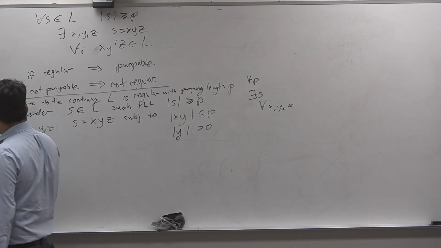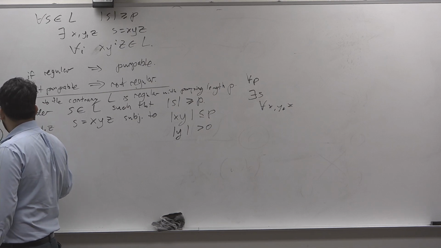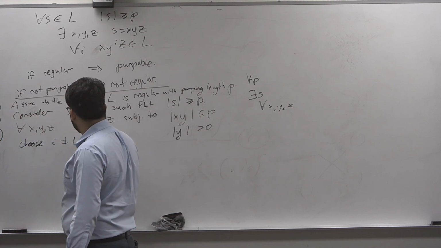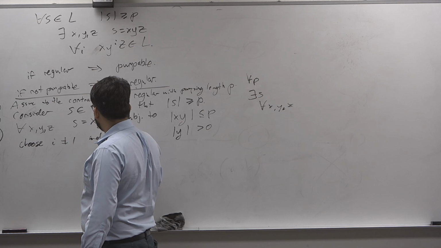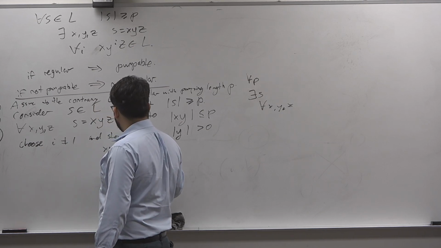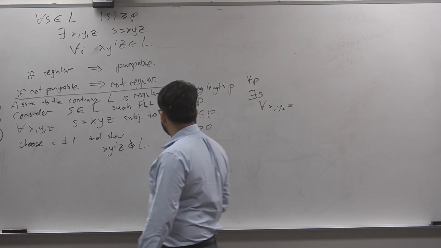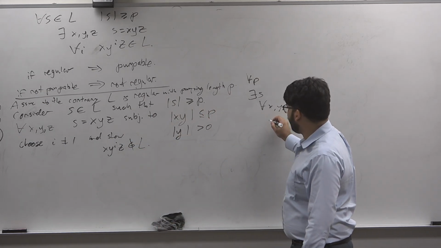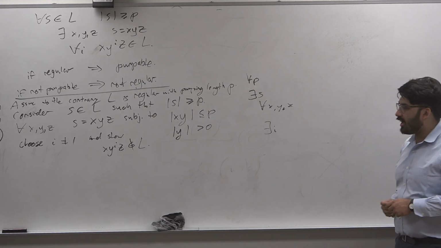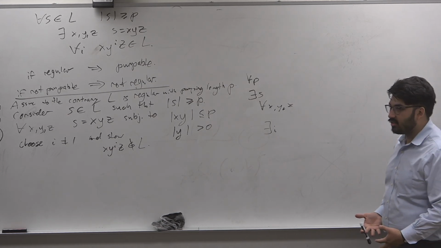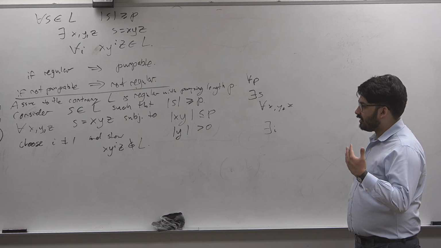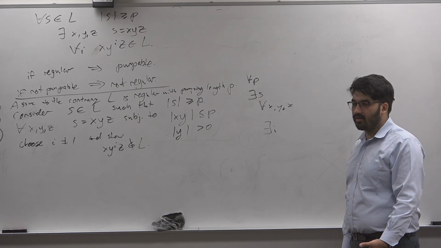Okay. Step 4. Choose I, which is not 1, and show that x, y to the I, z is not an element of L. So again, this here is then an exists I statement, right? So you choose I and show that x, y to the I, z is not an element of L, and by doing so, you have proven that the language is not pumpable and therefore it's not regular.